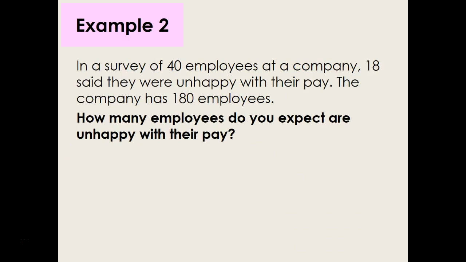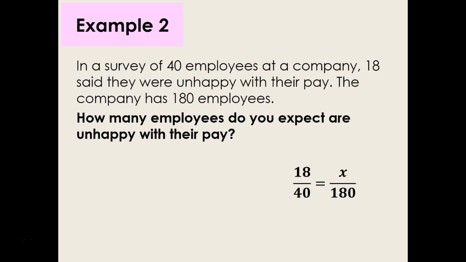Another example, in a survey of 40 employees at a company, 18 said that they were unhappy with their pay. The company has 180 employees. How many of the employees would you expect to be unhappy with their pay? Well, remember, we set up our proportion by saying the number in the sample who said they were unhappy divided by the sample size, 18 out of 40, is equal to the number in the population who are unhappy out of the population size, which is x out of 180.